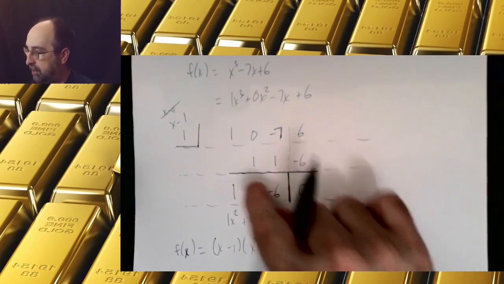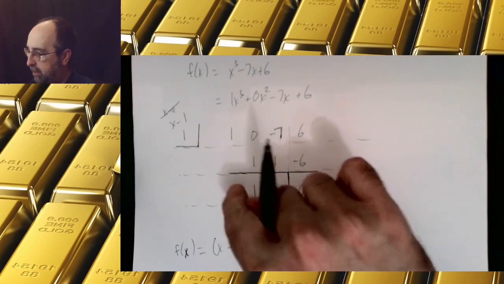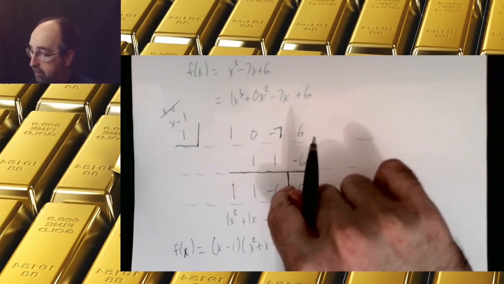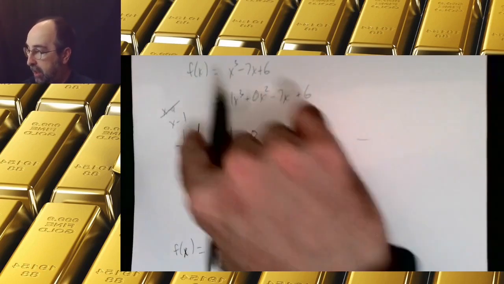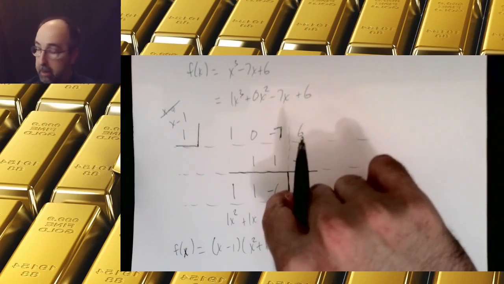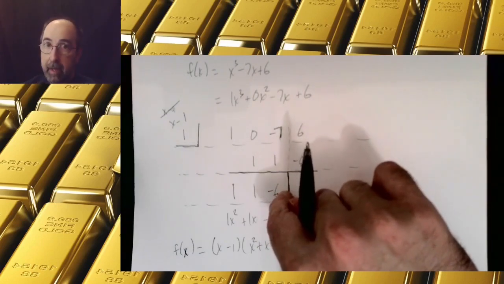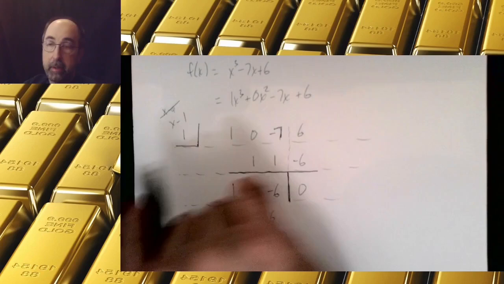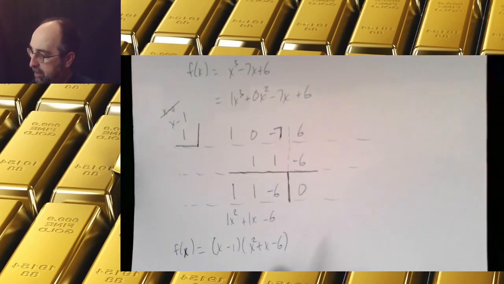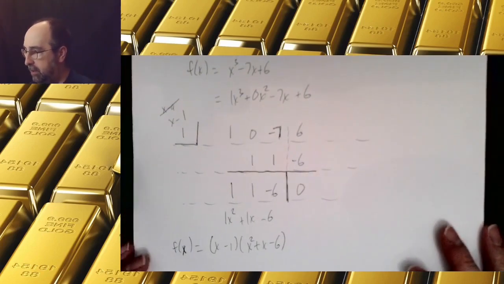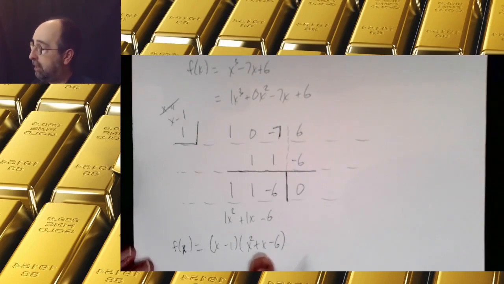Now it is possible to continue to do synthetic division on the 1, 1, negative 6 as a new problem. You could try the 1 again, but in this case I don't think it would work. But if you go back to the graph, you could have used the 2 or the negative 3. But there's no need to do synthetic division once you hit a quadratic form. You can either use the quadratic formula, or sometimes these are factorable.